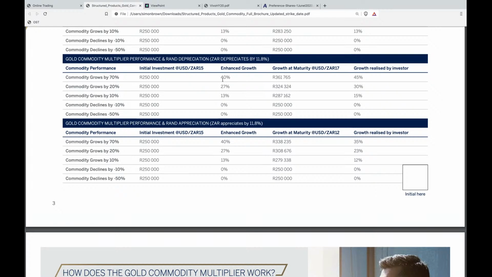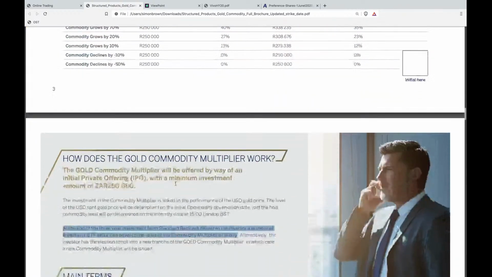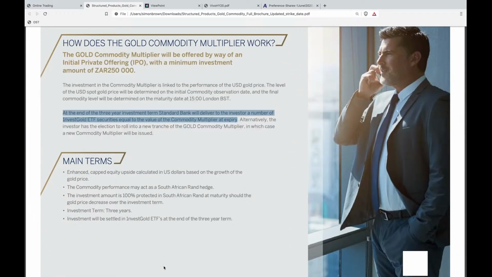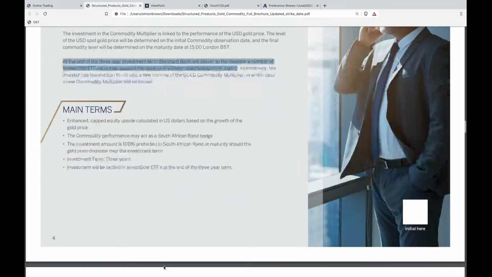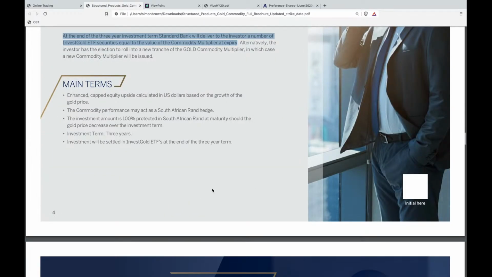Where you're really going to score is if it's gone under pressure and gold has actually gone backwards over that particular period. So main terms: enhanced capped upside based in US dollars. There will be a rand hedge structure to it, 100% protected at maturity, and then a 3-year term.